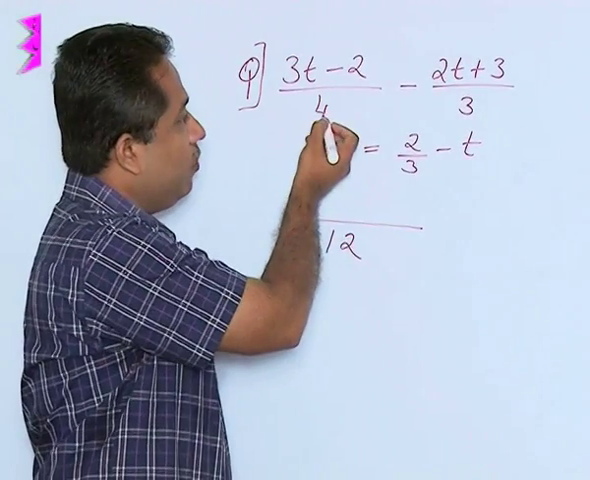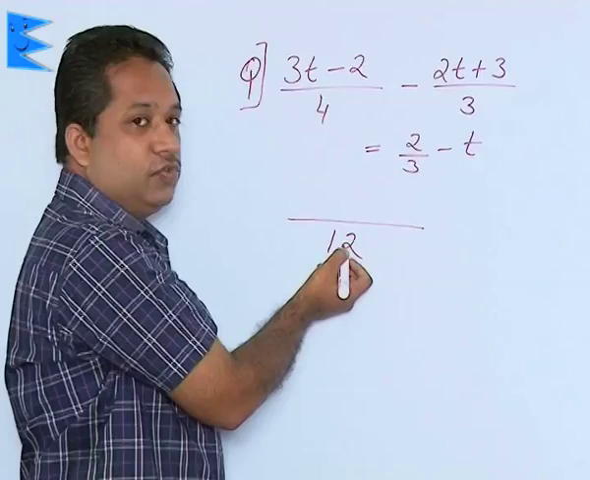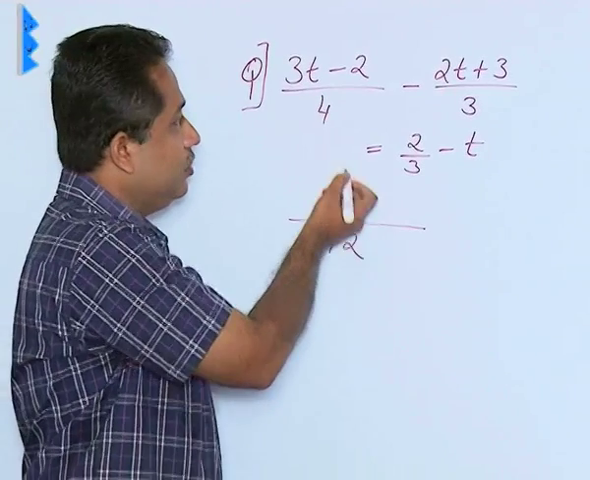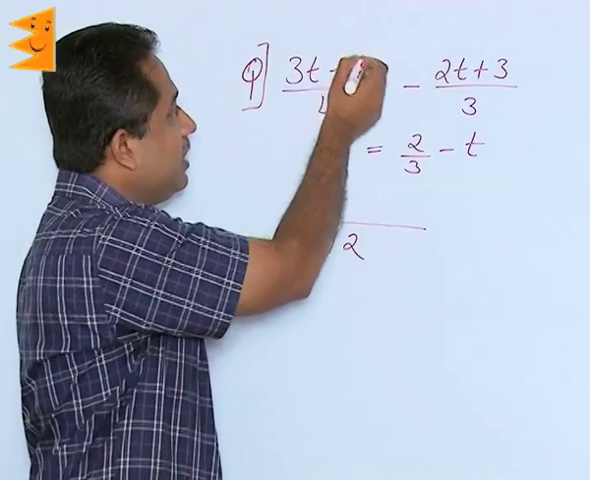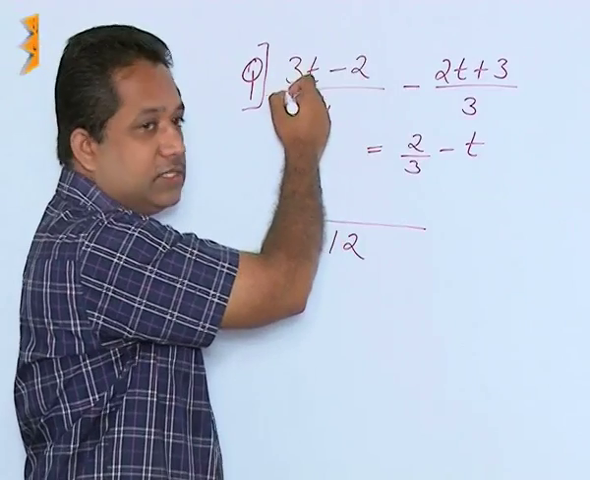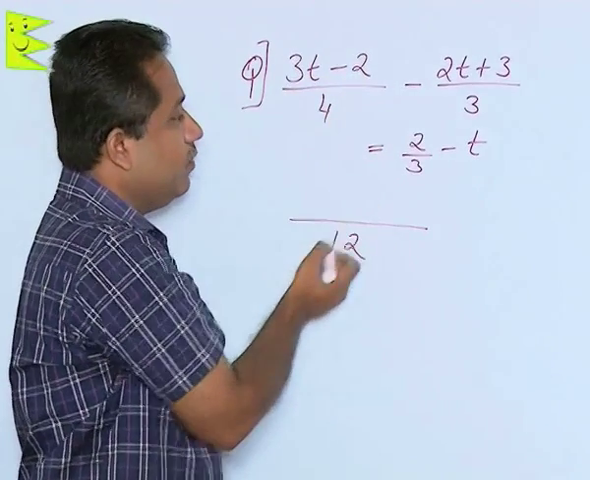You will have to see 4 goes how many times in 12? So, 4 goes 3 times. So, what we will do is multiply this entire numerator, that is 3t minus 2, with 3.